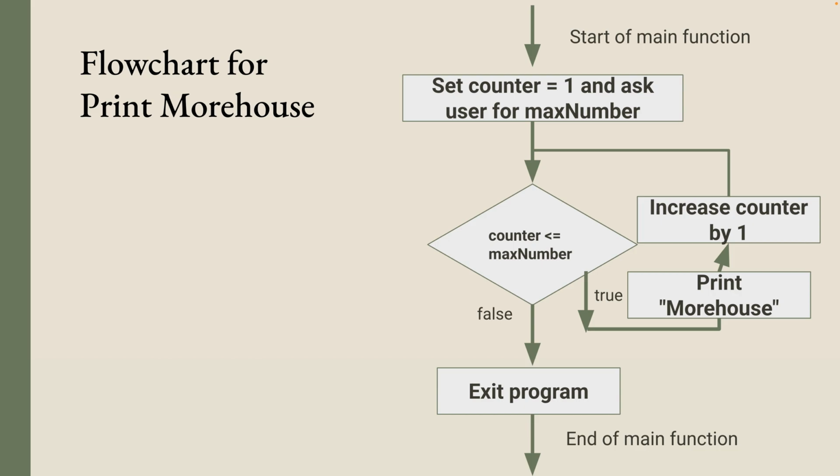What would happen if we didn't have this step here, this increase counter by 1, and we only printed Morehouse? It would print one time. Not one time, it would print infinite times. Because the first time counter, like 1, is less than or equal to max number, it's always going to be less than max number. Yeah, because if we never increase counter, counter is always 1, and that's always going to be less than or equal to whatever the max number is. So that's why we need to increase counter by 1. Okay, everyone good with that one?